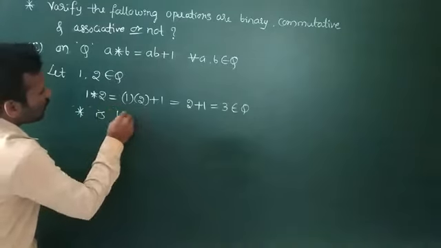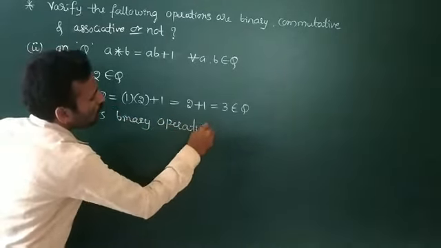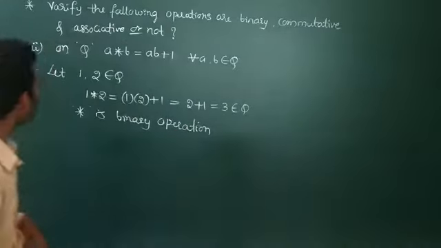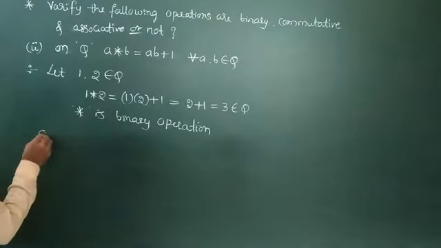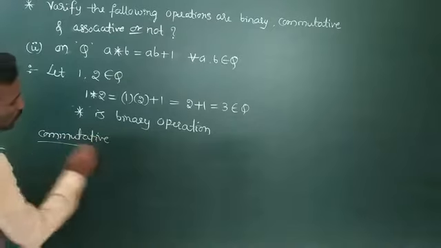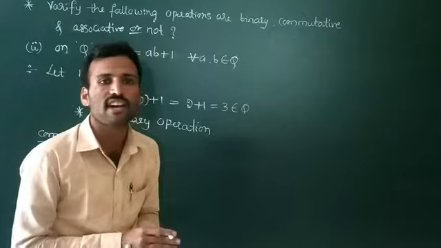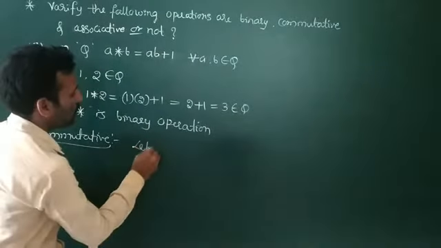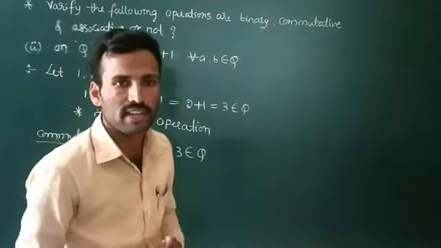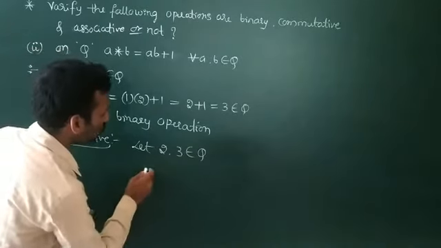Hence star is a binary operation on which numbers? Rational numbers. And the second one is whether it is commutative or not. Star is a commutative binary operation or not. Commutative binary operation, as you know, A star B is equal to B star A. If you take any two elements, let us consider 2 and 3, which are elements of Q.